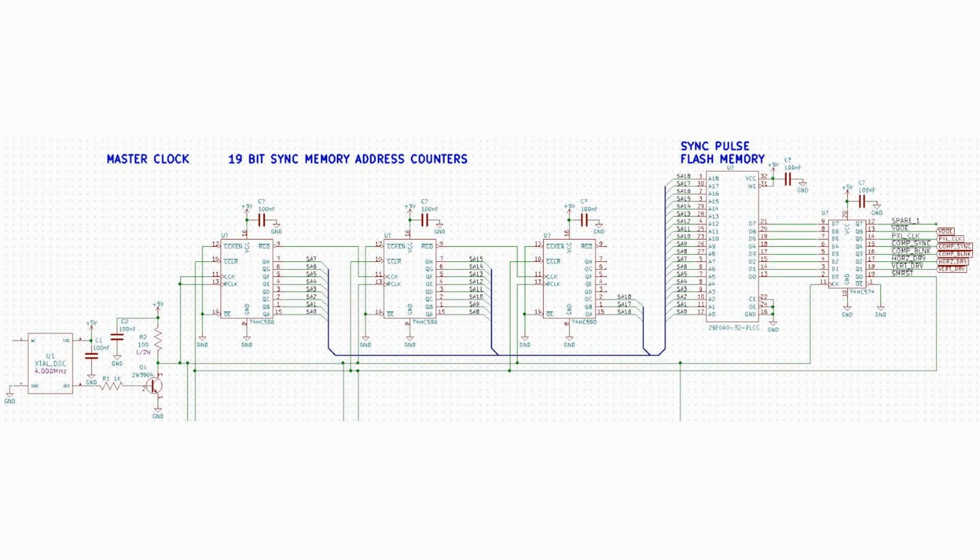Looking at the sync memory, taking a closer look at it now, it starts on the left with the master clock running at 4 megahertz, driving the 3 8-bit counters, which give me my 19 address lines to drive the sync pulse flash memory. Inside the sync pulse flash memory, at address 266,999, that's 267,000 clock pulses from the master clock oscillator, is a reset pulse which wraps back around to reset the 19-bit counter. This closes our loop at 15 cycles per second. And then the rest of the pulses are simply canned within the memory.